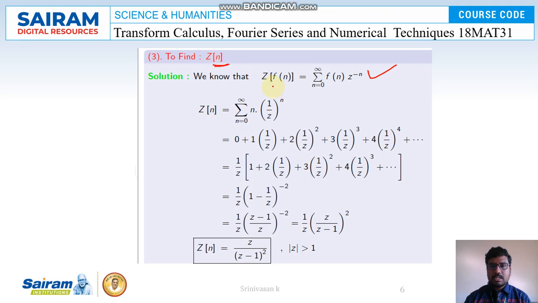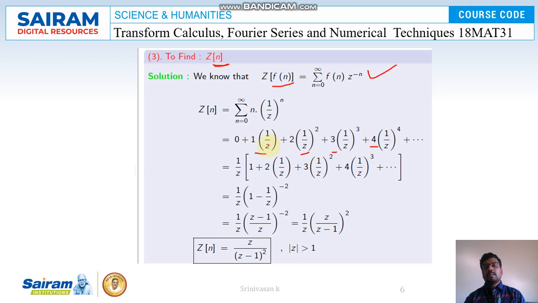Here the function is n, and we substitute the function. So the summation n equal to 0 to infinity of n into 1 divided by z power n. Now substitute n equal to 0, we get 0; n equal to 1, we get this one; n equal to 2, we get 2 into 1 divided by z square; and n equal to 3, n equal to 4.